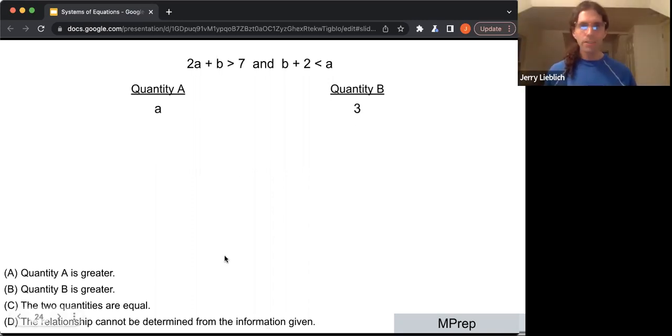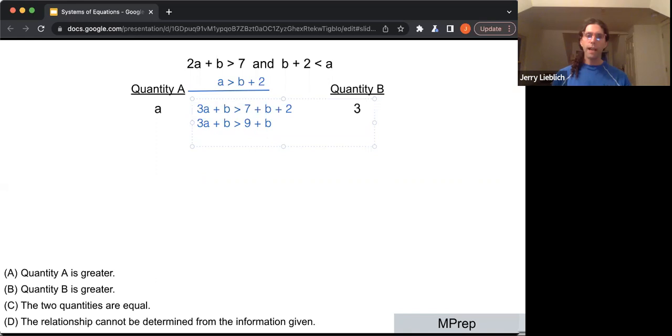Okay, so because I have a system of inequalities here, I need to add them together. But notice these signs are facing opposite directions. So I'm going to take this second one and turn it around. So now they're facing the same way. Now I'm going to add them together. So I get 3a plus b is greater than 7 plus b plus 2. Just clean that up a little bit. And now I'm going to subtract b from both sides.